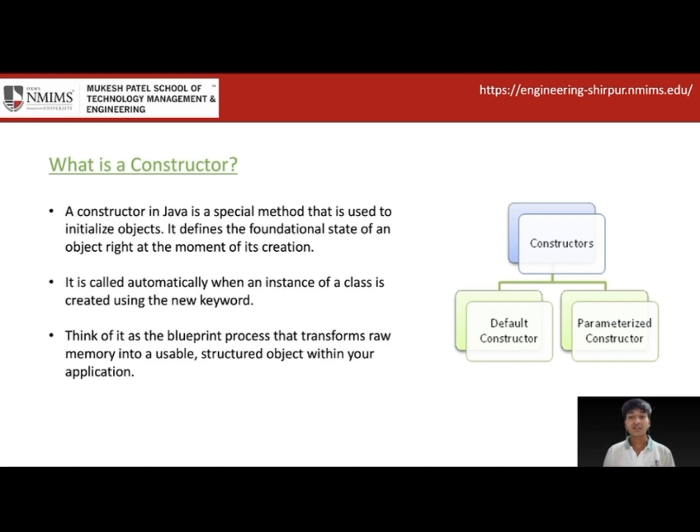A constructor in Java is a special method that is used to initialize objects. You can think of it as the setup phase, as it defines the foundation state of an object right at the moment of its creation. You don't have to call it manually like a standard method, rather, it is called automatically when an instance of a class is created using a new keyword. As you can see in the diagram on the right slide, constructors generally fall into two main categories, the default constructors and the parameterized constructors.